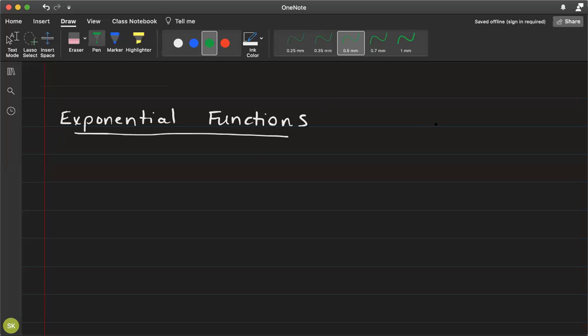In this video, we're going to talk about exponents and exponential functions. So let's do a brief review. If we have a number raised to a power, we call this number the base, and we call this power the exponent.